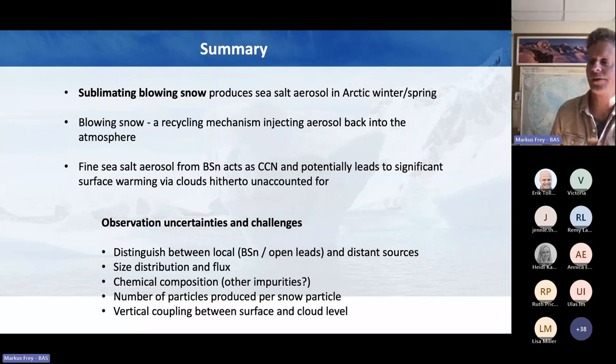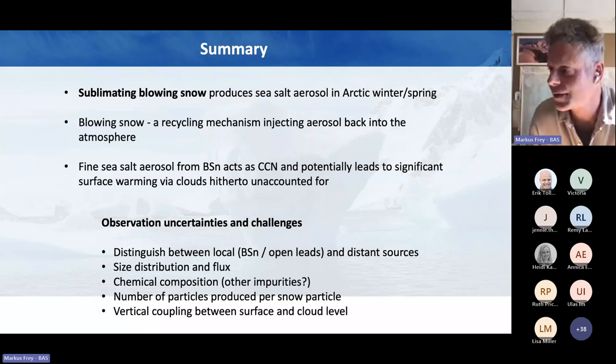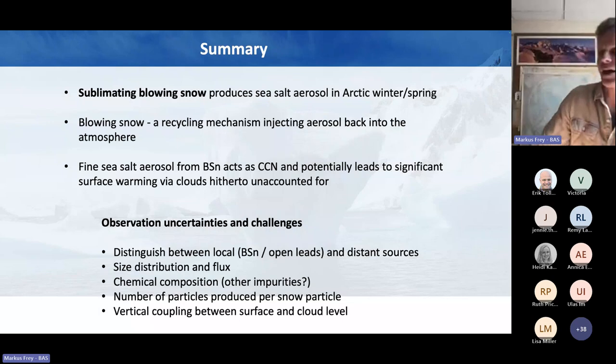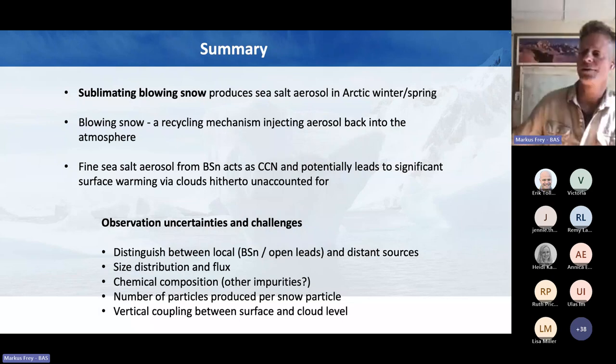Chemical composition is challenging. And the question would be, of course, are there other impurities released in significant numbers by this process back into the atmosphere? Another uncertainty in the model is how many particles are produced per sublimating snow particle. The model suggests 5, but there's no measurement really behind that. It's just a fitting parameter currently.